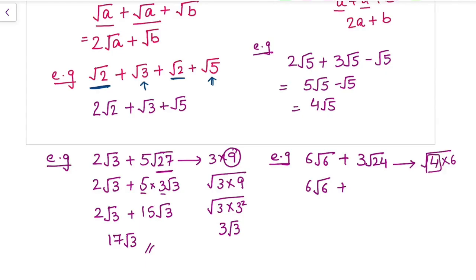So here 4 is a square number, so we try and find one of that factor, because then 4 can be written as 2 squared, and then it will come out of the square root. It will leave us 2 square root of 6, right? So it becomes 3 times 2 square root of 6. So 6 square root of 6 plus 3 times 2 is 6 square root of 6. And now we are left with 6 square root 6 plus 6 square root 6 gives us 12 square root of 6. Great. I hope this makes sense.